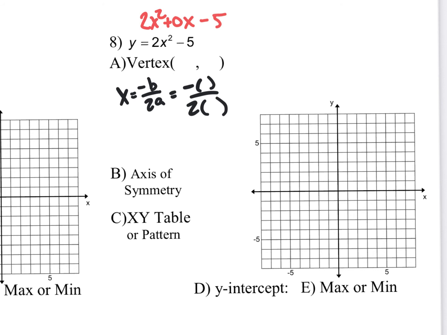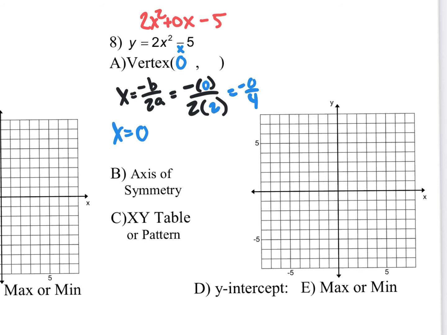I'm glad we're reviewing this, because if you had messed up right there, the whole thing would be messed up. Anyway, the b value is 0. The a value is 2. We end up with negative 0 over 4, and negative 0 is still 0, and 0 divided by any number is still 0, so the x value is 0. The x value of your vertex, that is.